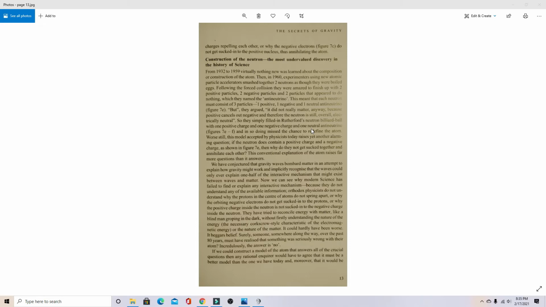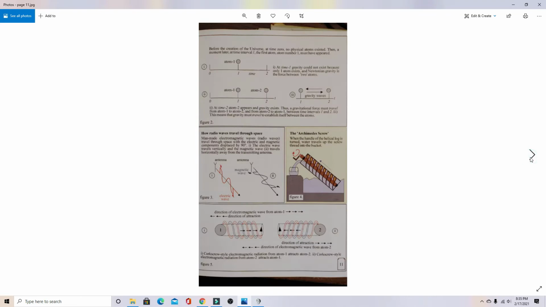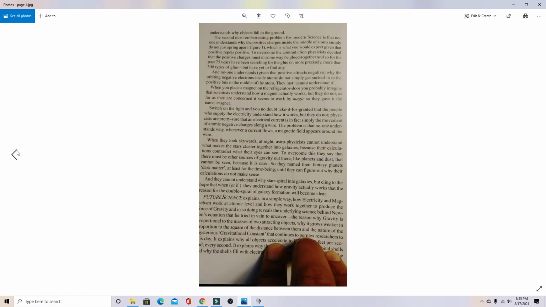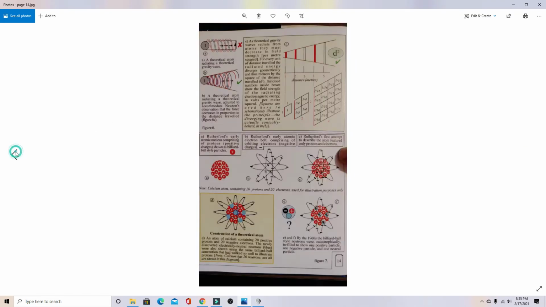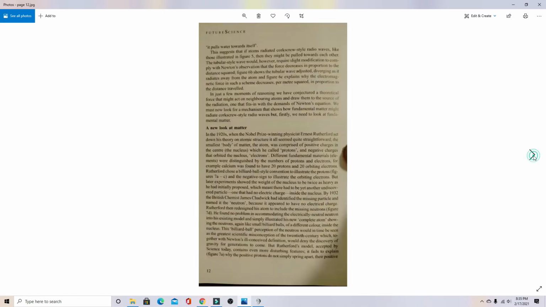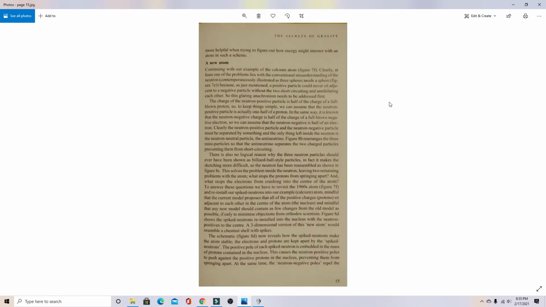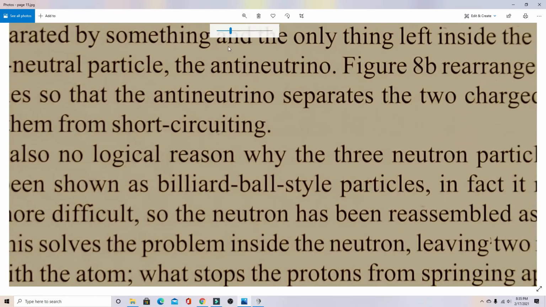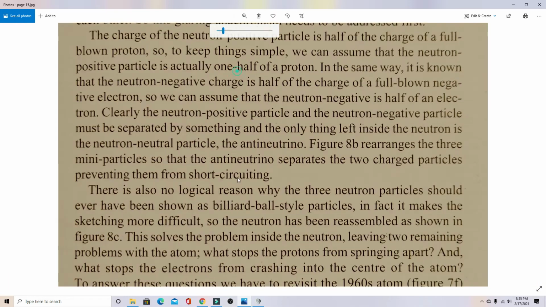So anyway, back in 1960, as I read last video, they smashed two neutrons together and they came up with three particles. So that's why we got the model today of the three particles, the negative, the positive, and the neutral particle within the neutron. All right, so what he's about to do as we read on is put forth a different model for the atom that's more plausible, that makes more sense.